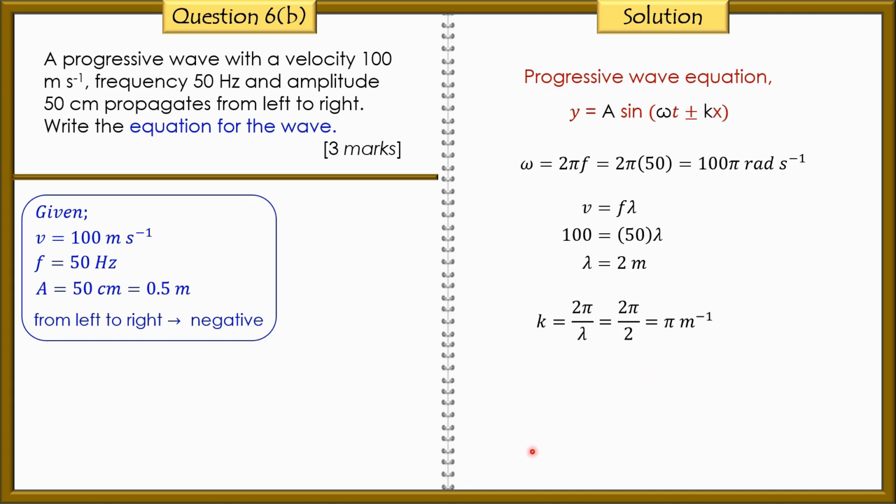When we get all the info, we substitute in the progressive wave equation. So, y is equal to 0.5 sin(100 pi t minus pi x). Don't forget to write down the unit because our amplitude is in meter. So, x and y are in meter and t is in second.